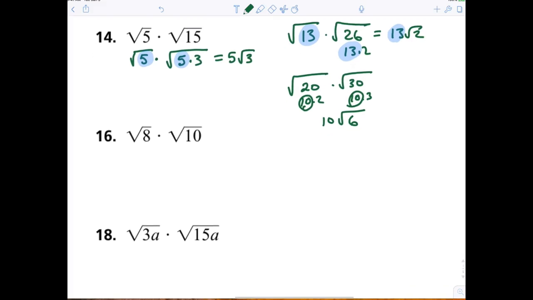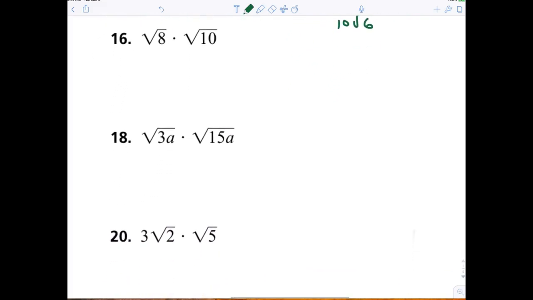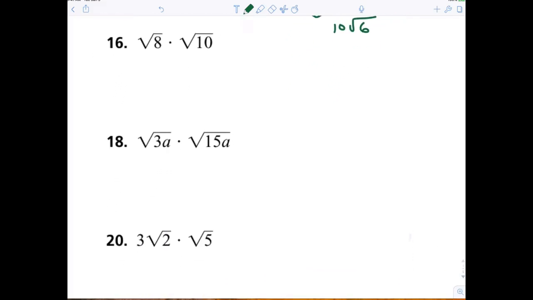All right, so now down here, guys, 16, super, super important. What's common with 8 and 10? So I can pull the 2 out. If I pull the 2 out, this becomes the square root of 4 times the square root of 5. Come on, you should write that step down.